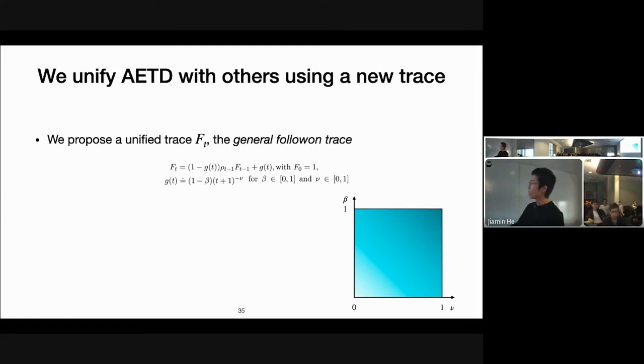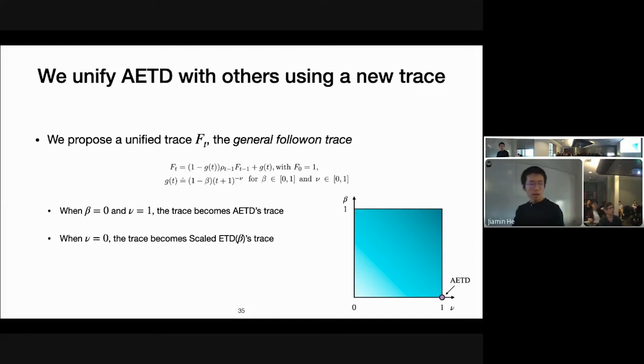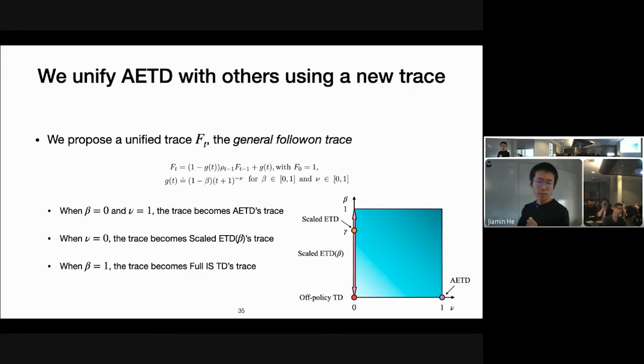Specifically, on the bottom right corner, I showed the value of these two hyperparameters. When beta equals 0 and nu equals 1, the trace becomes the AETD trace, which is the bottom right corner. And when nu equals 0, the trace becomes the scaled ETD beta trace, which is the left edge of the square. Now, scaled ETD is a slight variant of ETD. It just weighs the update with a constant, which could be absorbed in the step size. That is, it has the same property as ETD. And correspondingly, they can recover scaled ETD and off-policy TD. And when beta equals 1, this trace becomes full ISTD. Thus, using the general followon trace, we unified the existing algorithms using this square.